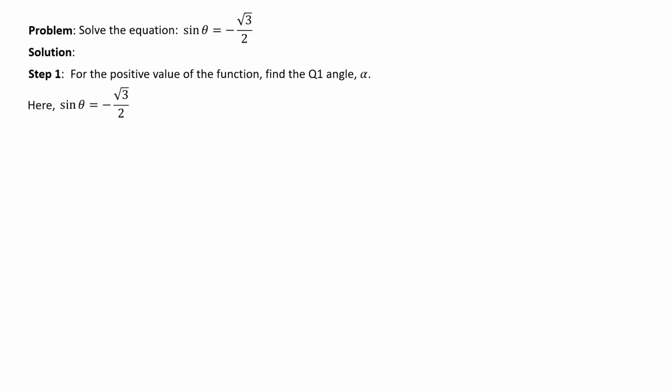So here sine theta is negative. So for positive square root of 3 over 2, we have the Q1 angle as alpha equals 60 degrees or pi third radian. That was exactly the same first step that we did before also. The only difference is earlier it was positive square root of 2 over 2. Now it is negative square root of 3 over 2. And like I said, you need to worry about only the positive value of the function first and find the first quadrant angle, which we did.